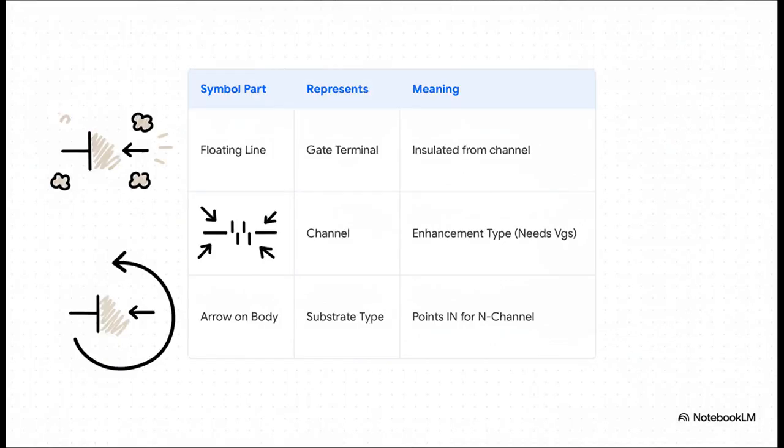And you know what's really cool? The schematic symbol that engineers use brilliantly tells this entire story. Take a look. The gate line is just floating there, not touching anything. That shows you it's insulated. The line between the source and drain is broken into 3 parts. That tells you the channel doesn't exist normally, you have to create it. And that little arrow on the body? It points in, telling us it's an N-channel device built on a P-type substrate. It's all right there in the drawing.